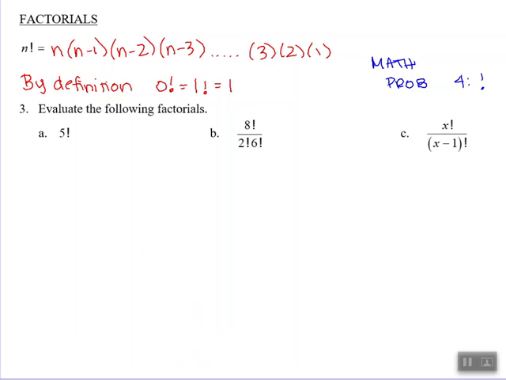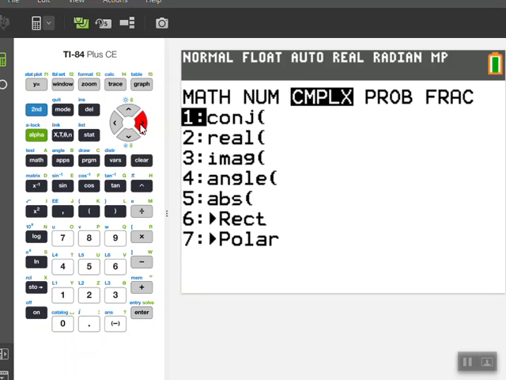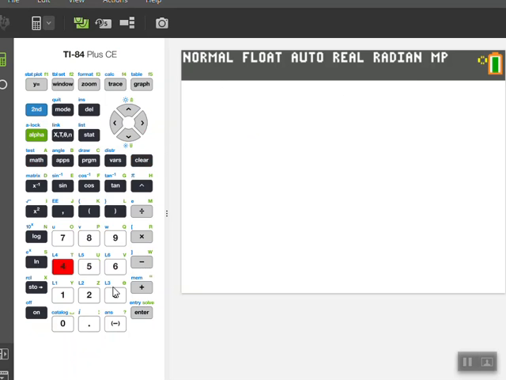So here we want to evaluate some factorials. First we have 5 factorial. Well, that means we have 5 times 4 times 3 times 2 times 1, which if you multiply all that together, you get 120. If you're looking in the calculator, you can check that by clicking 5, then Math, Prob, 4, and you get 120.